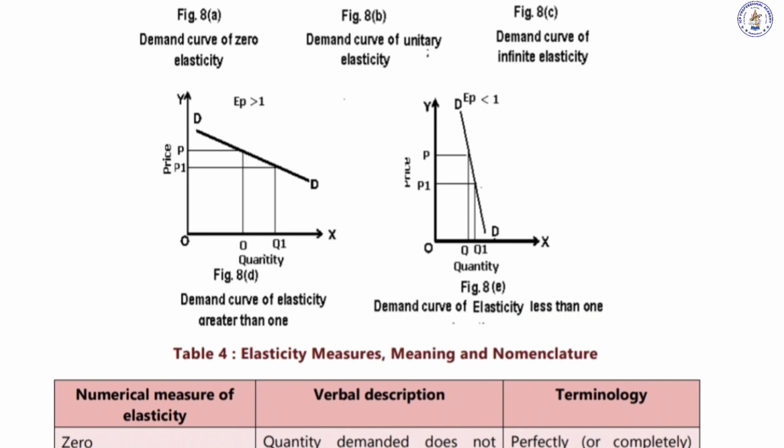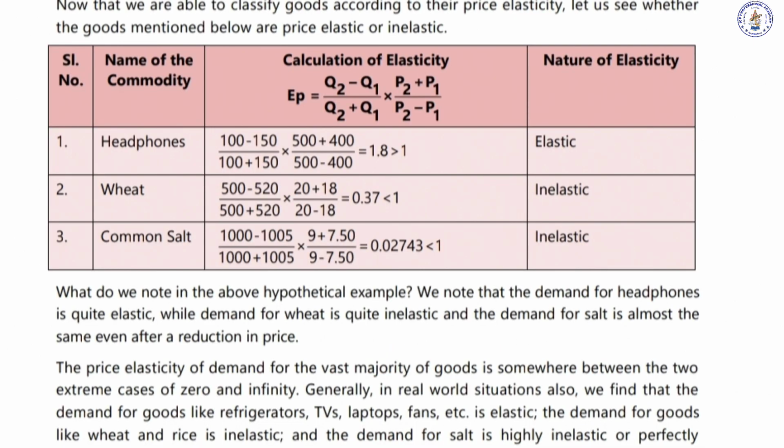So this is the interpretation of the graphs given. Now with the earlier examples, headphones, wheat and common salt, when we apply the same formula, the table shows the demand for headphones to be elastic, the demand for wheat to be inelastic, and the demand for common salt to be perfectly inelastic. So this is what is meant in the numerical examples of elasticity.